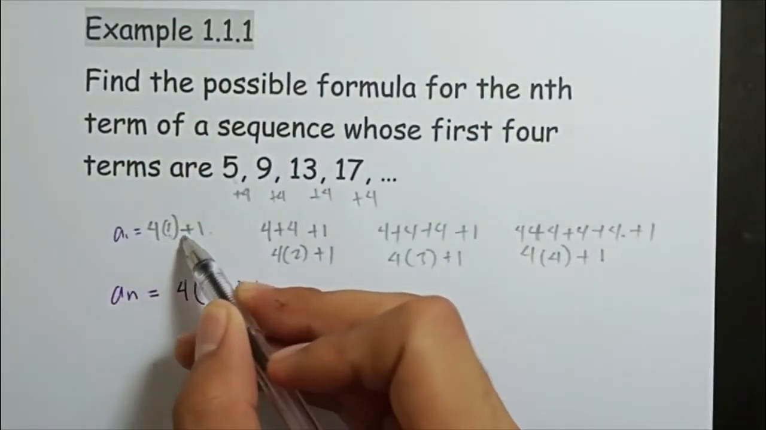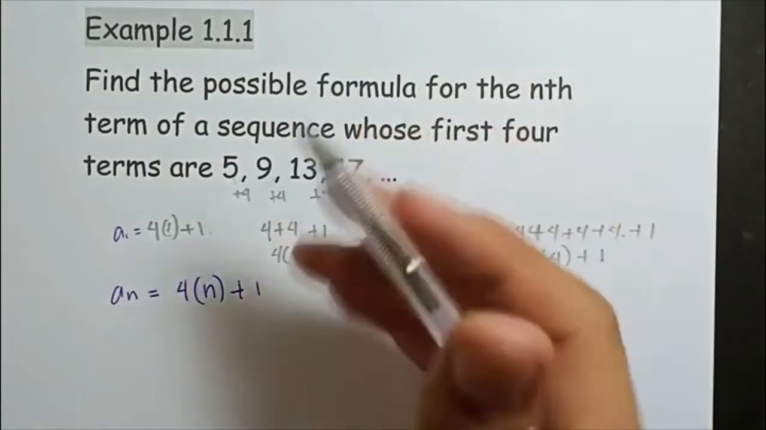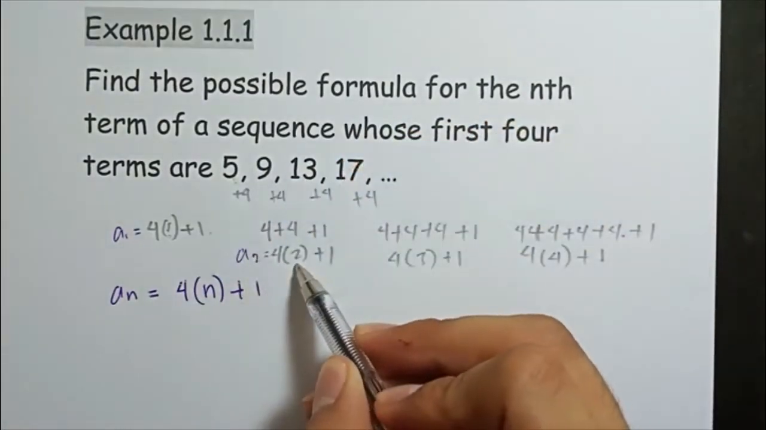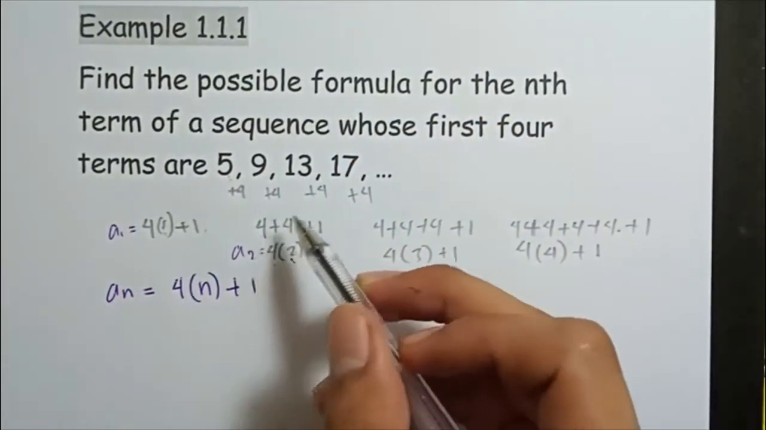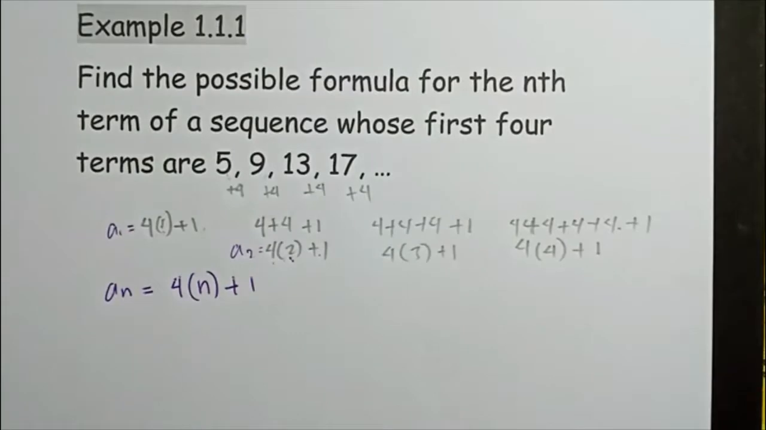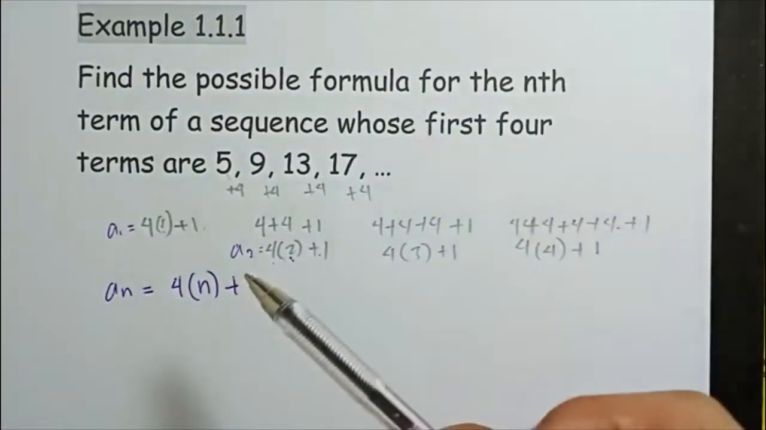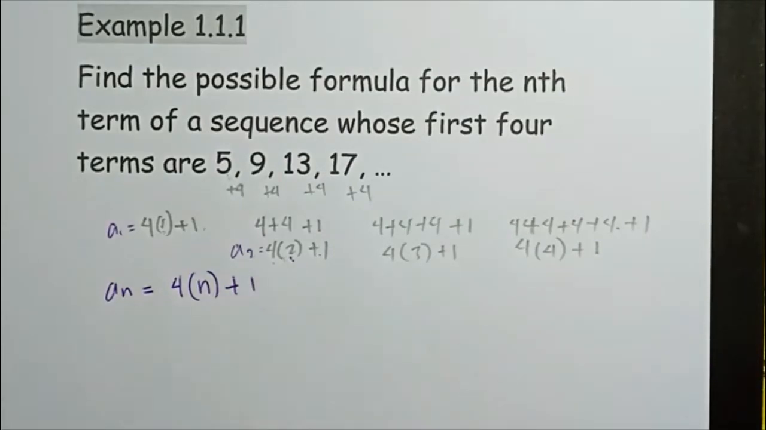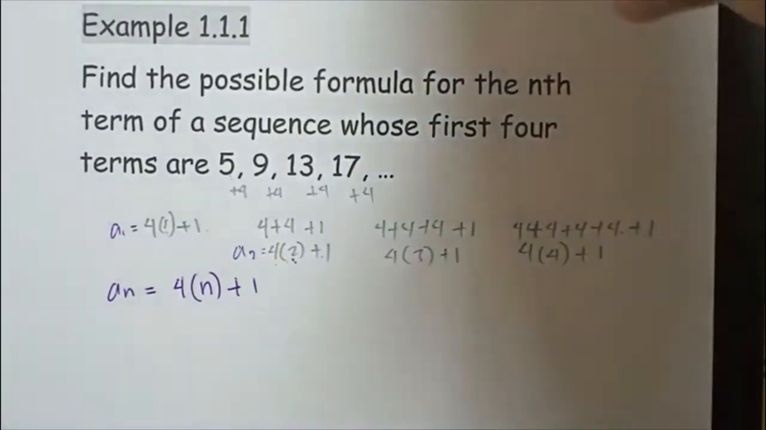So, a sub 1, yung n natin naging 1. 4 times 1 is 4 plus 1, 5. Then, ito, a sub 2, yung n natin magiging 2. So, 4 times 2 plus 1 is 9. And so on. So, explicit formula for this, or yung possible formula for a sub n is 4n plus 1. Meaning, we can get any place of a term in the sequence by applying this explicit formula.